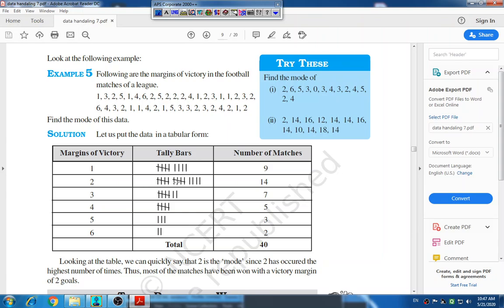5 and 4, 9. Like that, we are going to mark the tally bars for each margin of victory. And if the total is the same as the given data, that is 40, that means our table is correct.